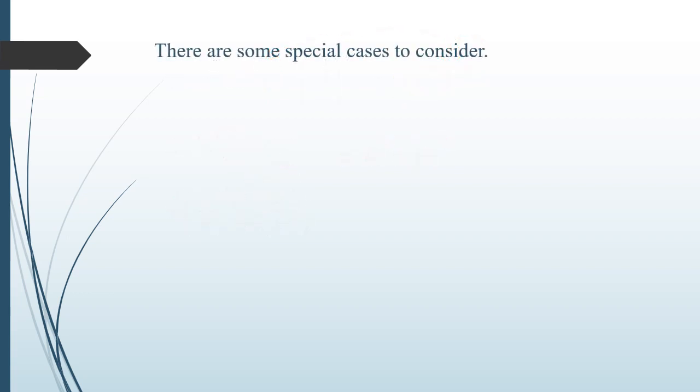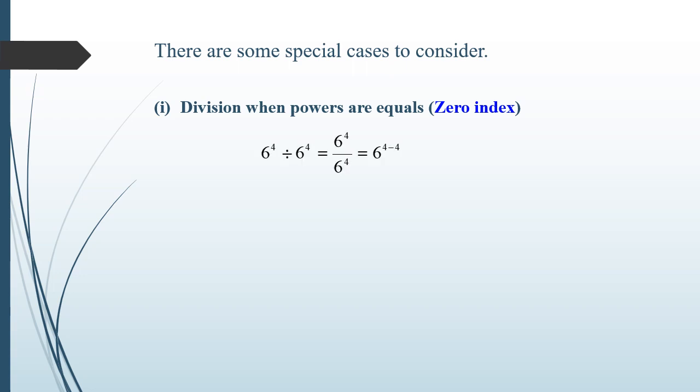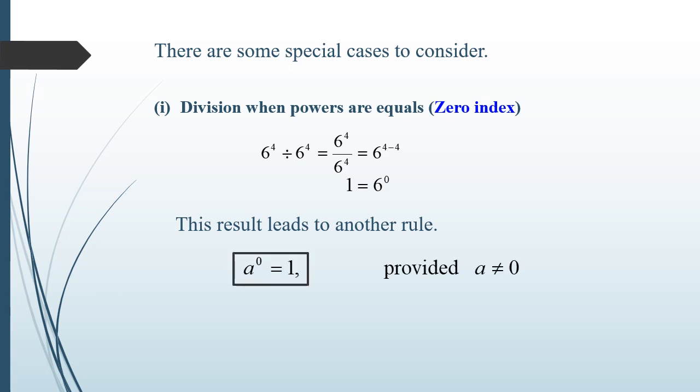There are some special cases to consider. So division when powers are equal. So we will have 0 index. Because 6 power 4 minus 4 here is equal to 0. 6 power 0 is equal to 1. This result leads to another rule, which is a power 0 equal to 1.